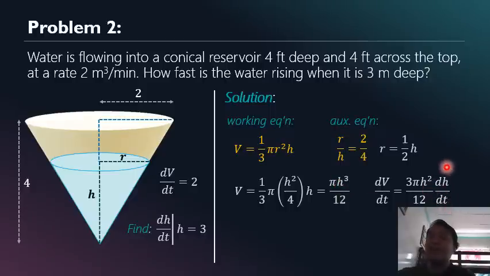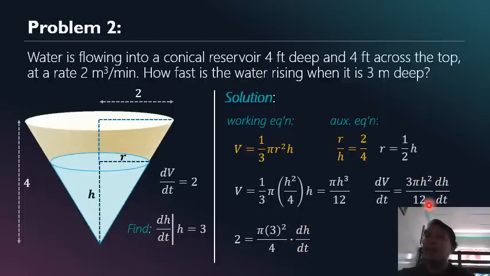Okay, so sabi ko sa inyo kanina, after mong mag-differentiate, that is the time to substitute the given values and conditions. Given po ba yung dv over dt? Yes, that's 2. Alam mo ba yung height? Yes, that's given. Yun yung condition na 3. So, this is very easy. We can readily solve for dh over dt. Ang dv over dt ay 2 at ang height ay 3. Substitute lang natin yung mga values dito sa expression na ito, and finally, we can solve for dh over dt.